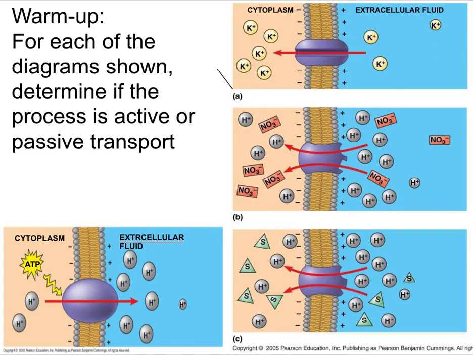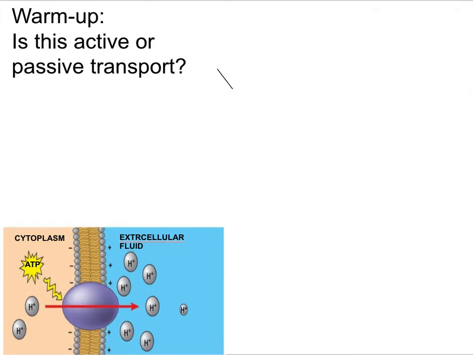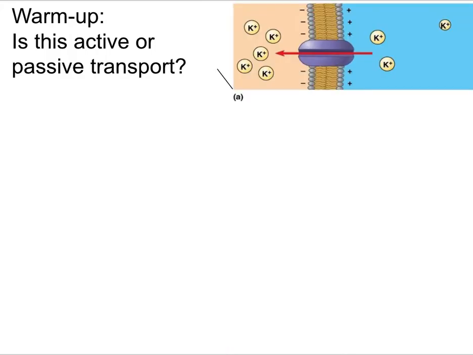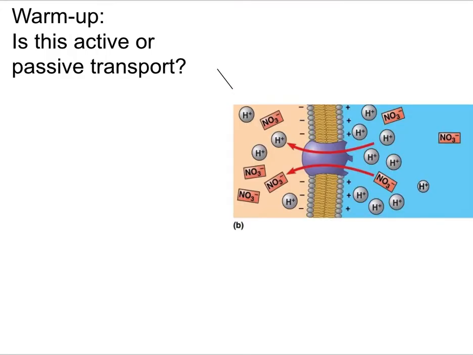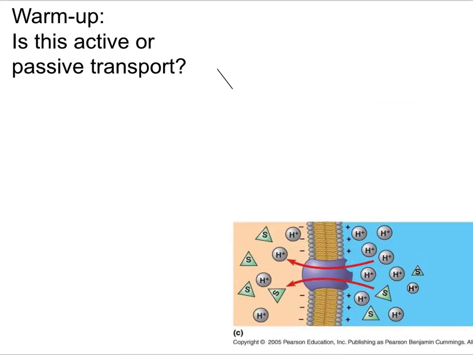AP Biology. First, I'd like you to do this warm-up question for each of the diagrams shown. Determine if the process is active or passive transport. So, is this one active or passive? Is this one active or passive? Is this one active or passive? How about this one?